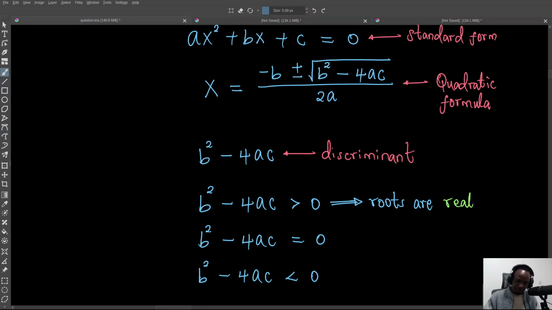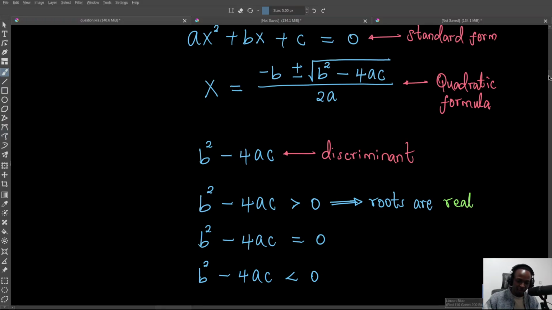Now, next, let's consider what happens when b squared minus 4ac is equal to 0. In fact, before we talk about that, let's talk about this last one. I have something to say about the middle one. So let's talk about the last one, the case when b squared minus 4ac is less than 0. What happens in that case?